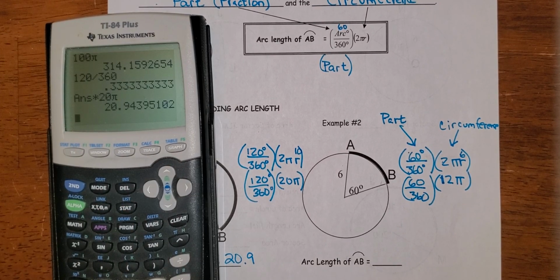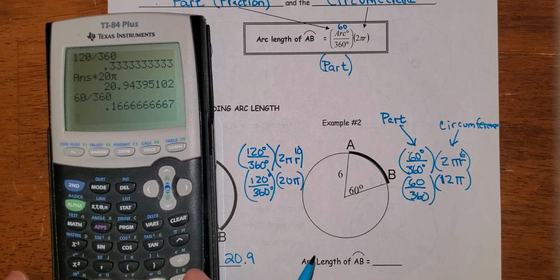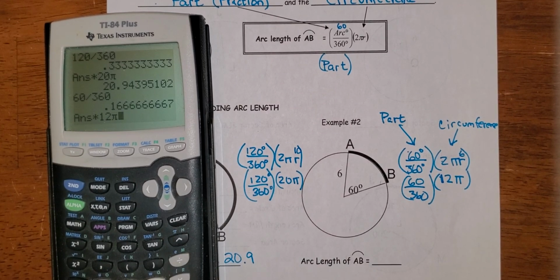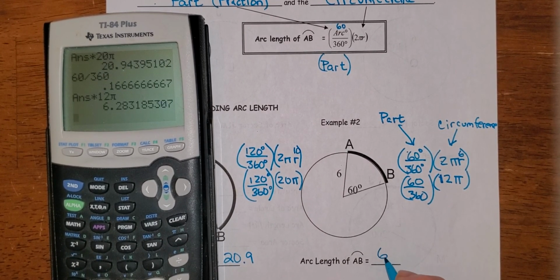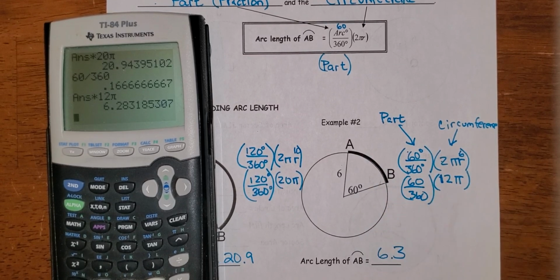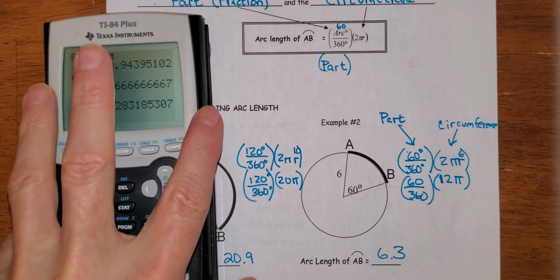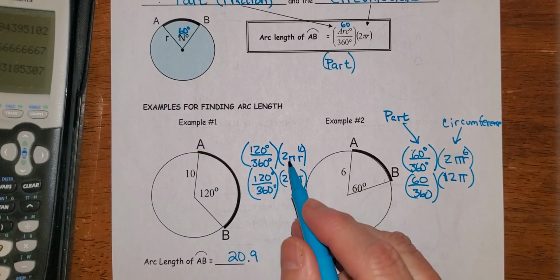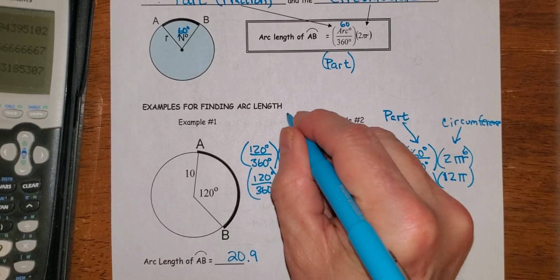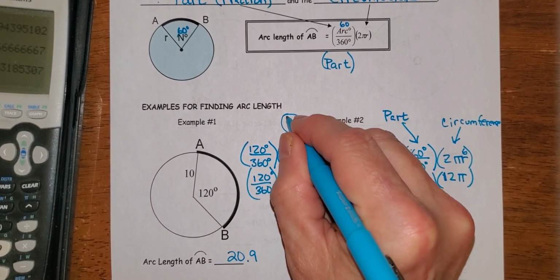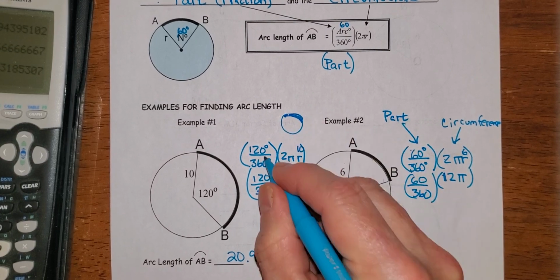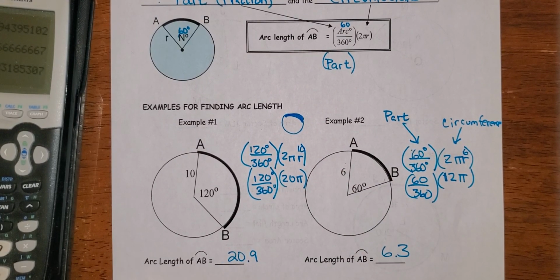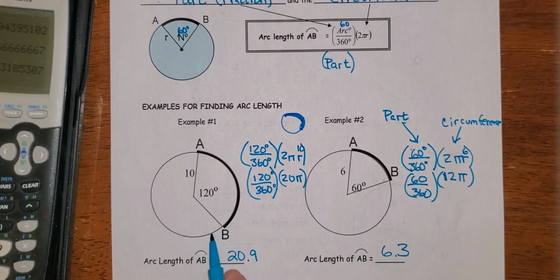Can you see it? 60 divided by 360, hit enter, and then times 12 pi, and you get 6.3. So that's the actual length from here to there, from A to B. So it's the part of the whole that we want, times the circumference. All the way around is this part, and I just want that little bitty part right there, so 120 out of the 360. It looks more like that if you look at it like that.